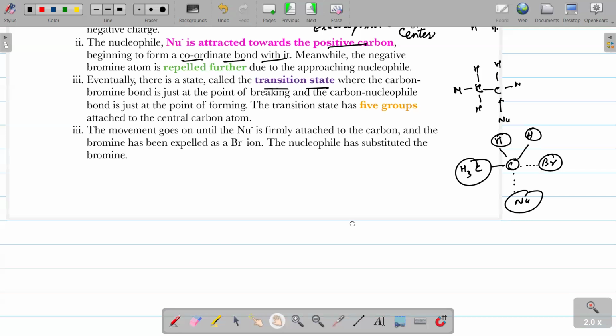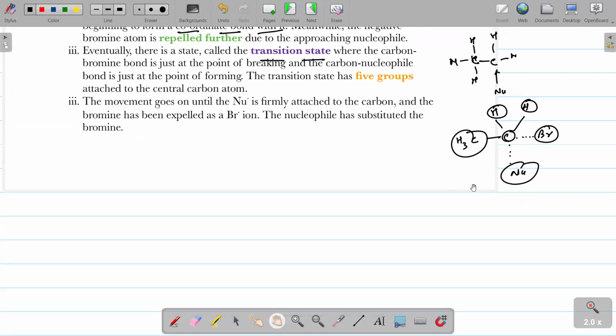So now next, what we get after the substitution, the final product will be CH2, nucleophile, and CH3, and Br negative. Is it clear?